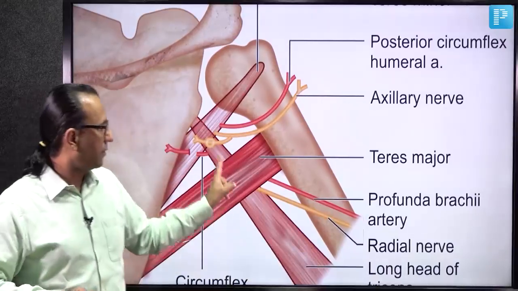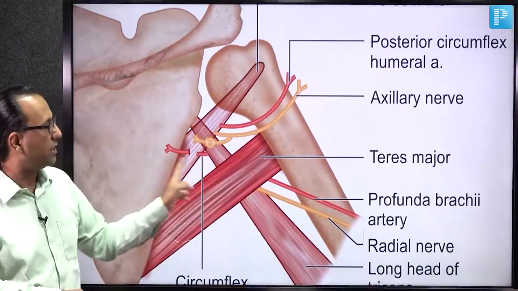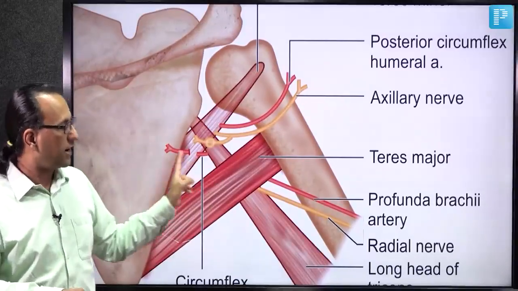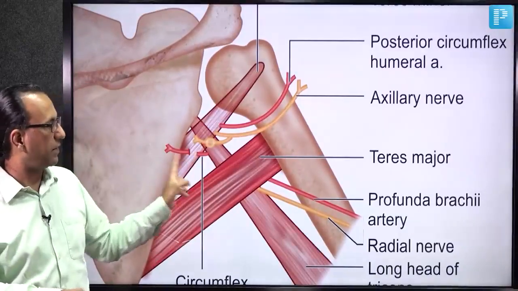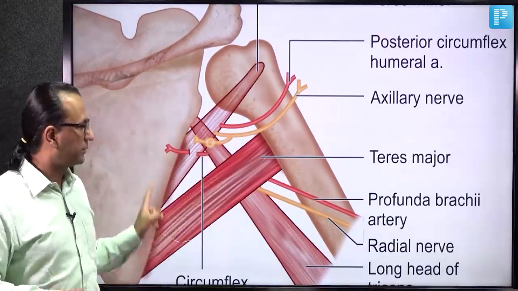You can also see there is an upper triangular space where you have the circumflex scapular artery going around the bone scapula. It is coming from the third part of the axillary artery, the circumflex scapular artery, participating in scapular anastomosis, a content of the upper triangular space.